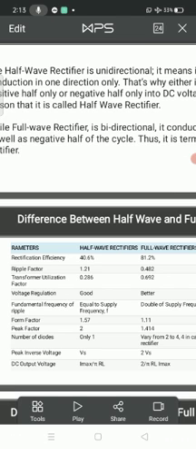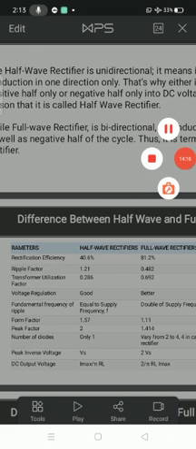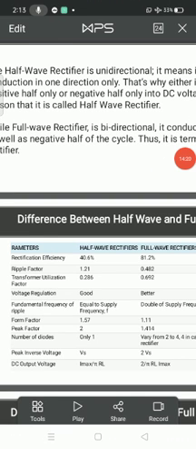These are the parameters varying between half wave rectifiers and full wave rectifiers, and this is the difference between them. So in this way, among these 3 types of rectifiers, the center tap full wave rectifier is better because its efficiency is 81.2%, but it uses only 2 diodes.